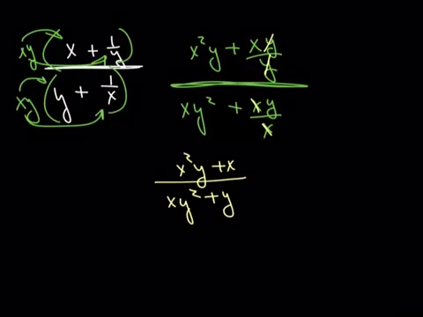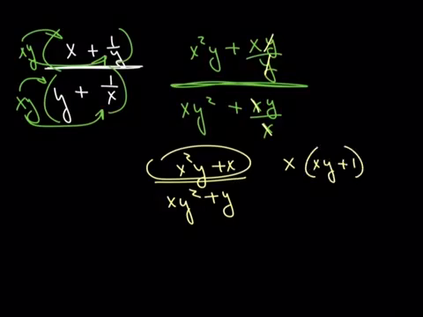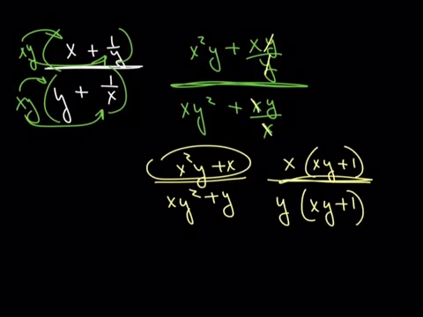Now, let's look at my numerator, see if I can simplify it. I can factor an x out of there. And I can factor a y out of this. Holy smokes, I can cross that out, and there's my answer, just like I got when I did the division method.